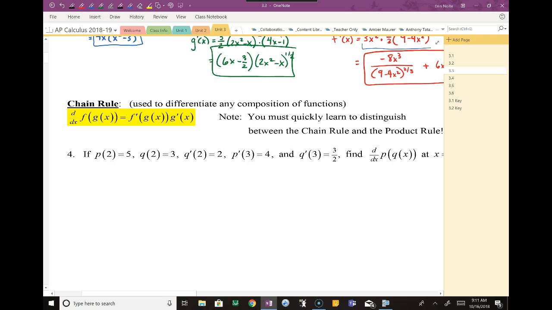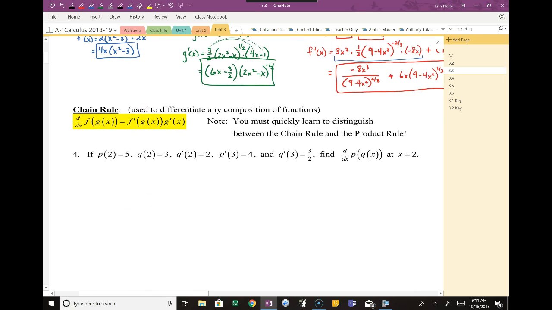Okay, so let's try question number 4. Here's that same question that they're going to throw at us. They give us a whole bunch of information that we're not going to read until after we do this piece right here. We are going to do the derivative of p of q of x. The first thing I'm going to do is derive p of q of x.